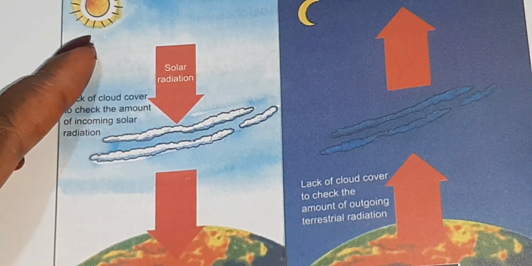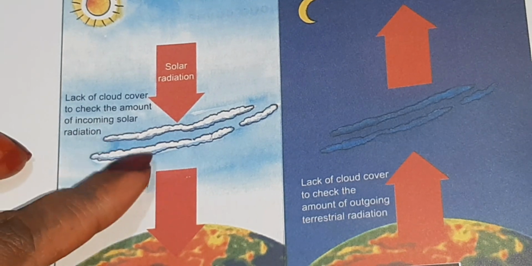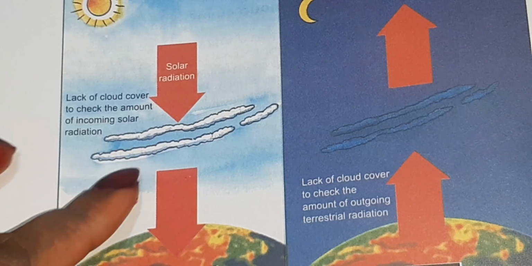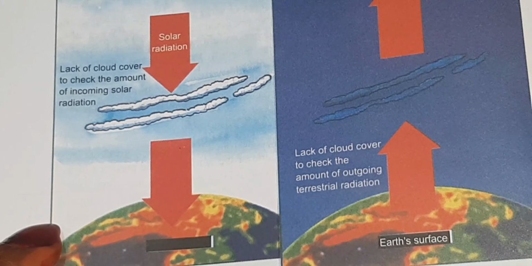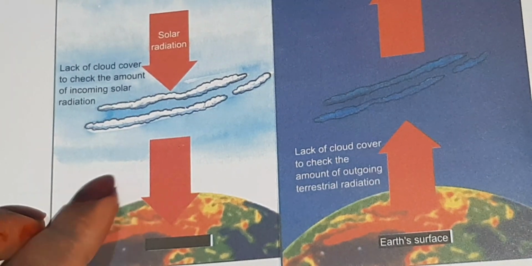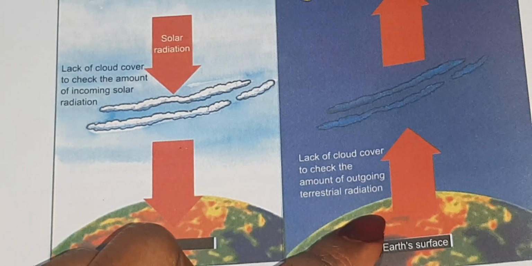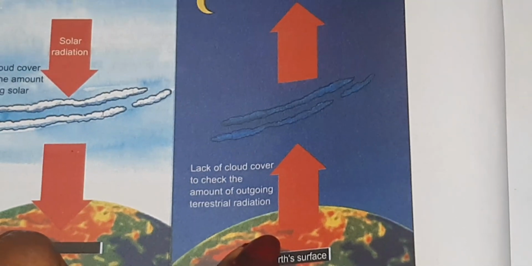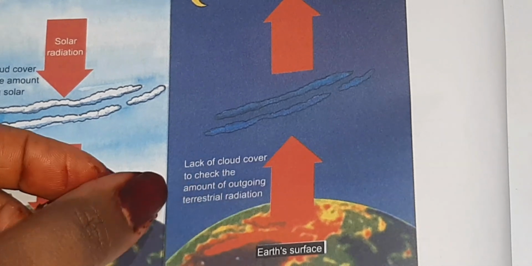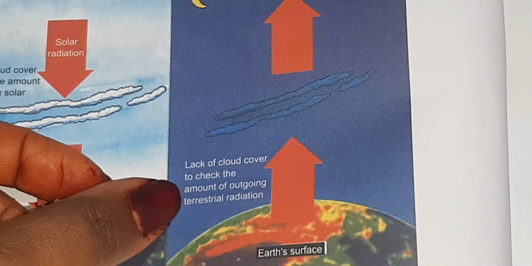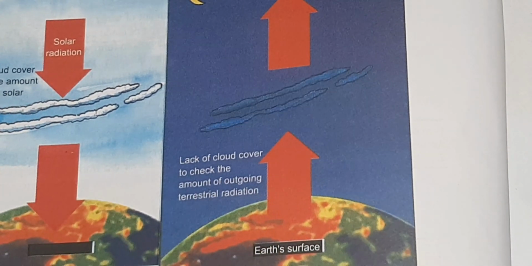What happened? This is solar radiation here, and the lack of cloud cover does not check the amount of incoming solar radiation. There is not much cloud here, that is the reason. So that is the effect of lack of cloud cover in the hot desert. And here you see this is at night time. In this diagram, this is showing night time. So the lack of cloud cover does not check the amount of outgoing terrestrial radiation from the earth surface.